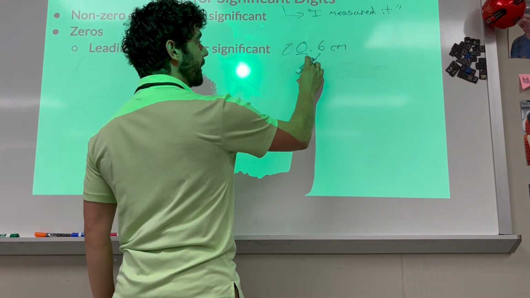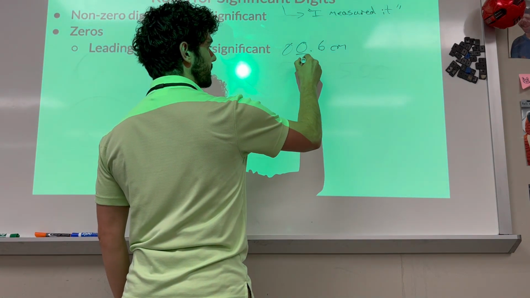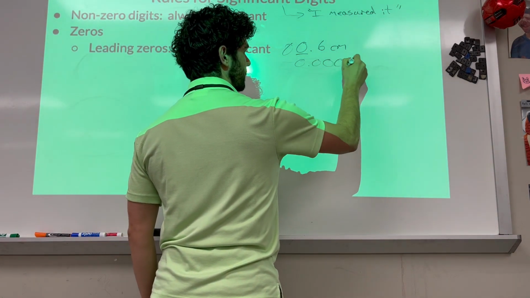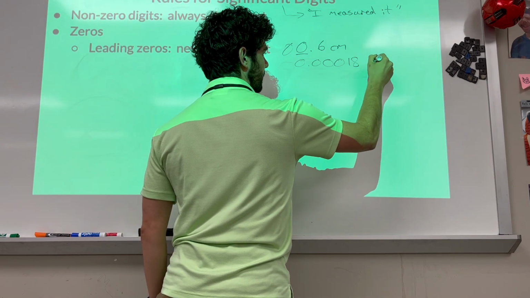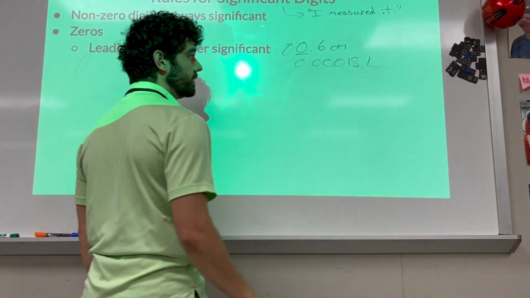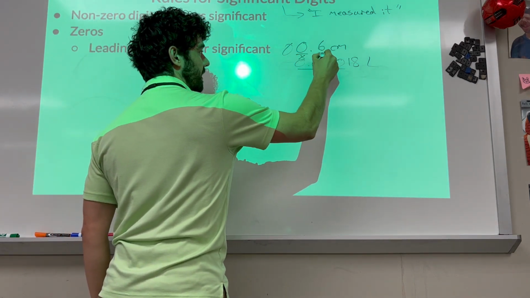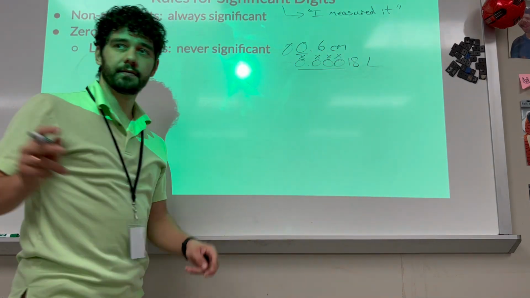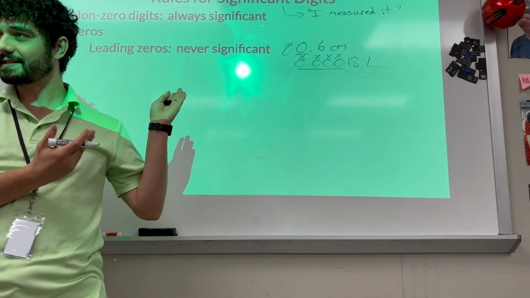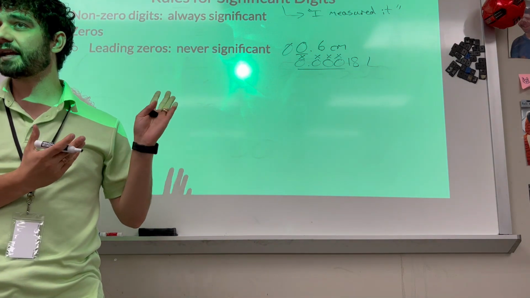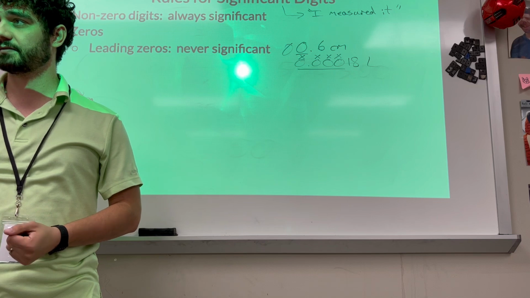This is also true if they're behind the decimal place. All of these zeros are not significant. What do we do with them? They're important, they need to be there. I'm just saying it was not part of your measurement.